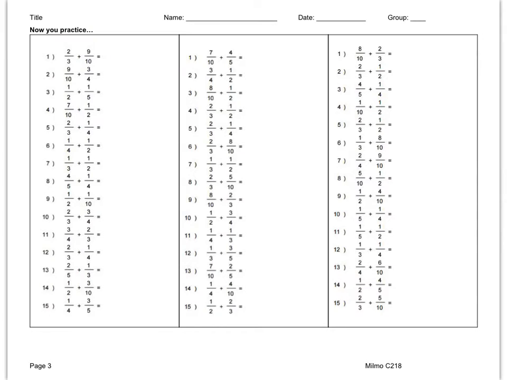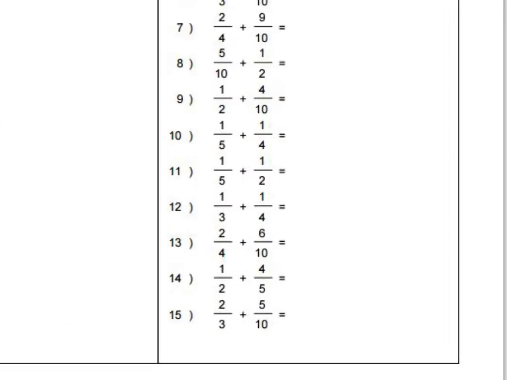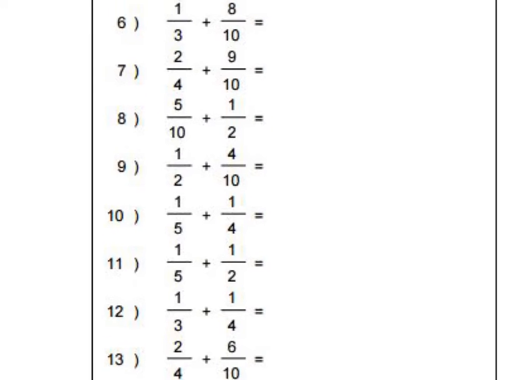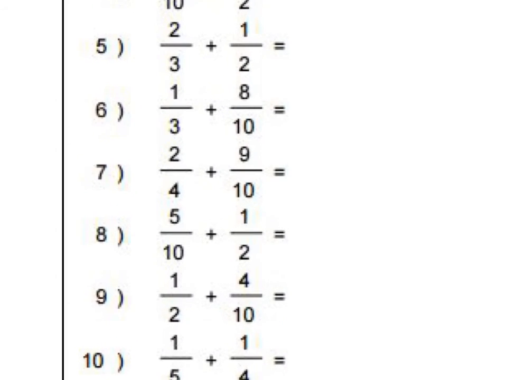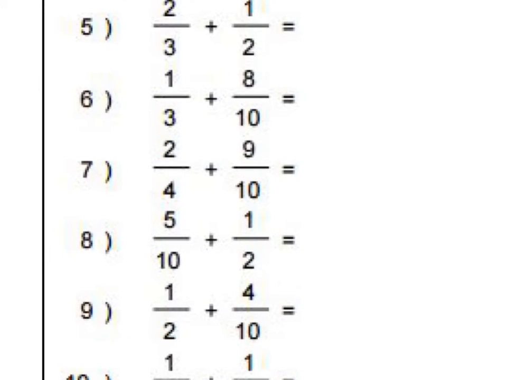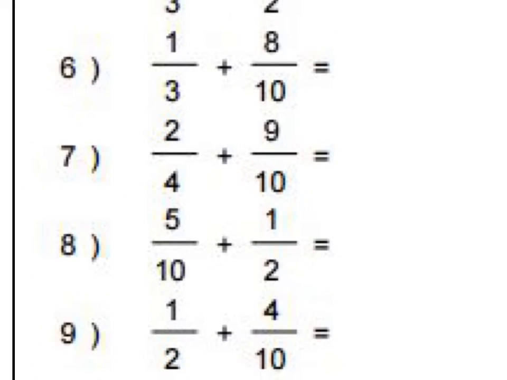Now let's do another one from the other pages. Do you see number 7 over here? 2 over 4 plus 9 over 10. There is a reason I picked it. First of all, when we set it up on the side, what are going to be the like denominators? 10 and 4 is not like. What is the like denominator?